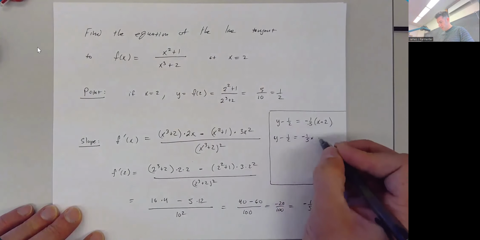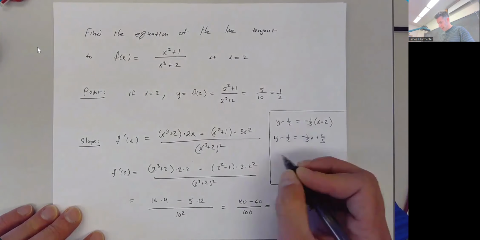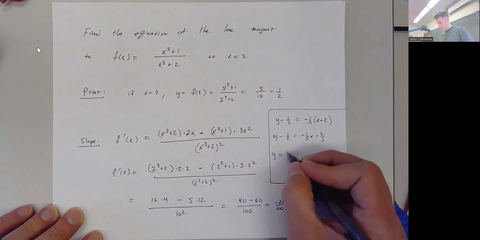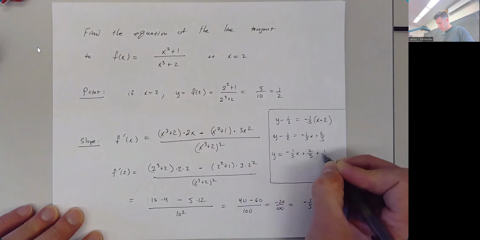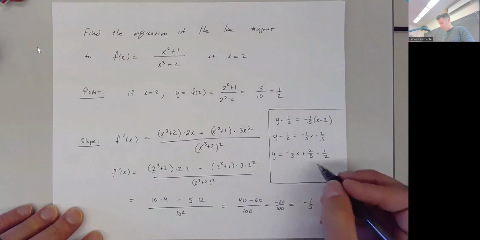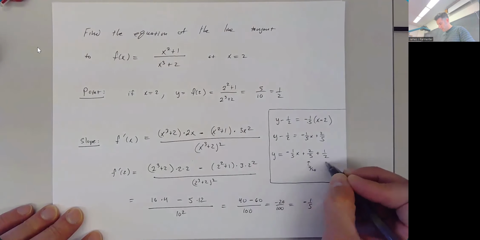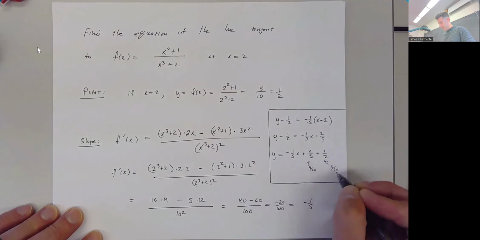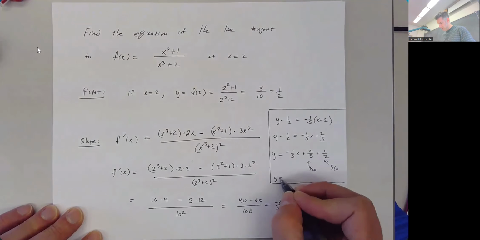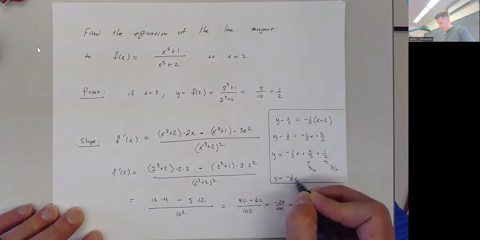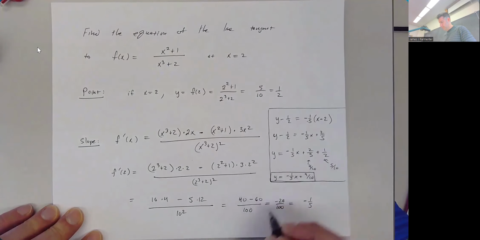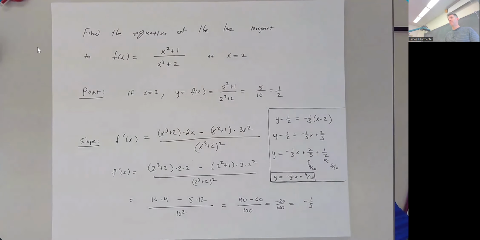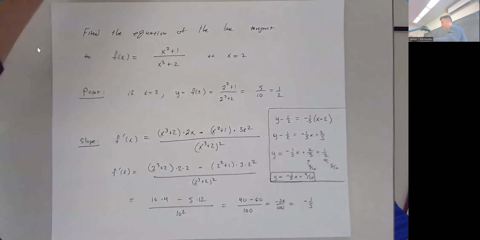Negative 1/5 times negative 2 is positive 2/5. I'm going to add 1/2 to both sides. So we get negative 1/5 x plus 2/5 plus 1/2. 2/5 is 4/10. 1/2 is 5/10. So I really have 9/10 altogether. So y equals negative 1/5 x plus 9/10. That's how I would end a problem like that if I had to solve for y and get the y-intercept.